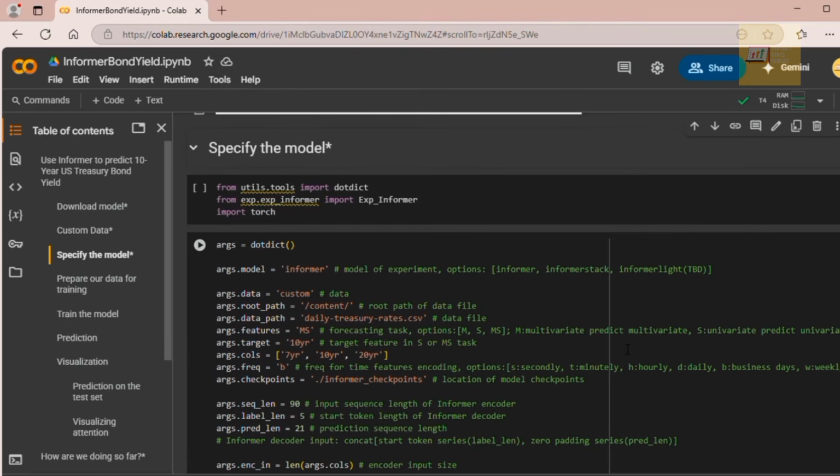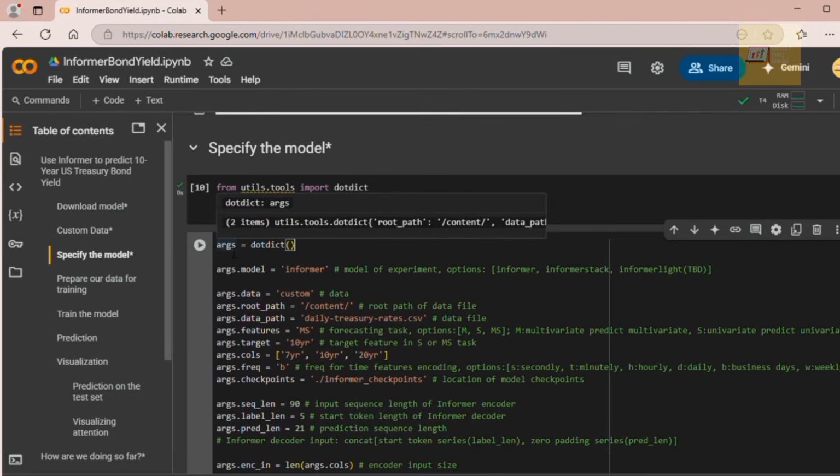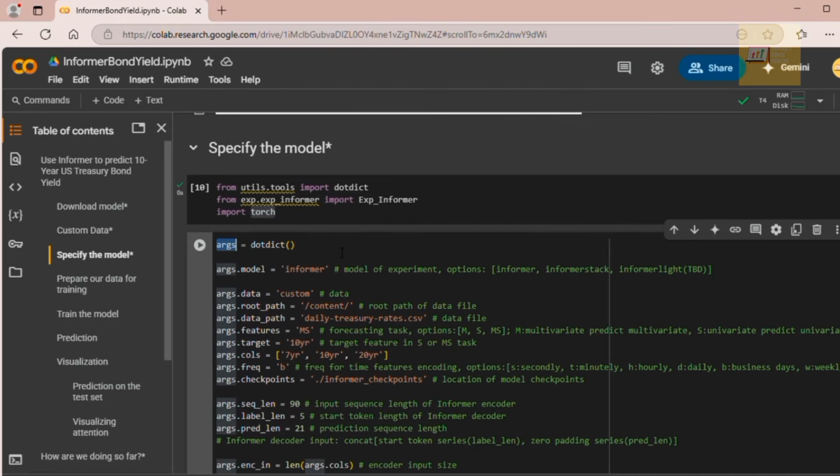We are going to collect all the parameters of the model into a dictionary. Actually, it's .dictionary. .dictionary is just like a dictionary, but we can get the value of the keys with just a dot instead of using square brackets and apostrophe. First we initialize the dictionary of parameters, and we call it args for arguments.